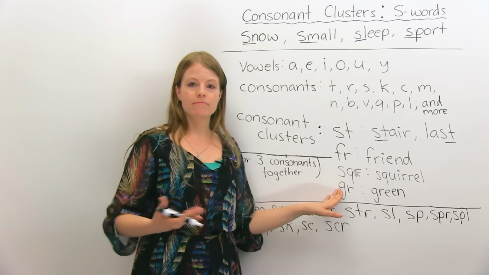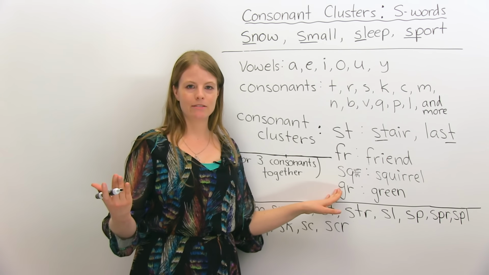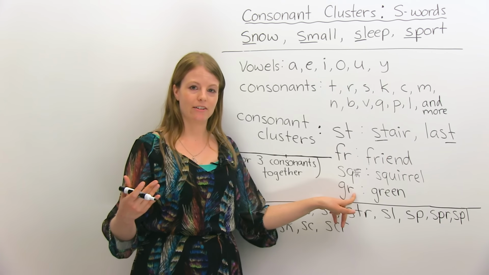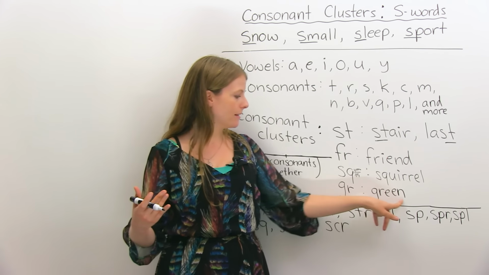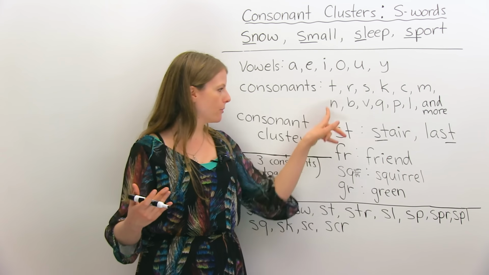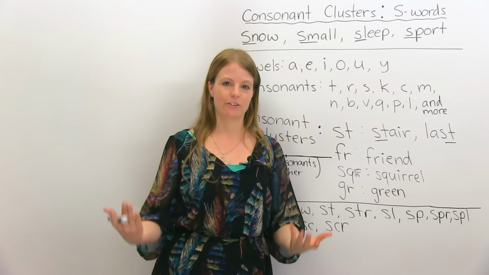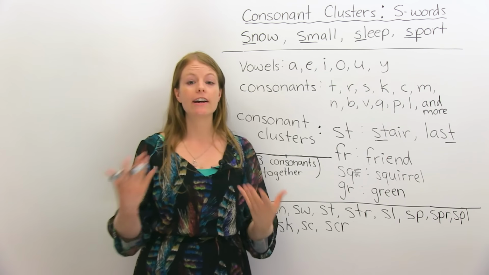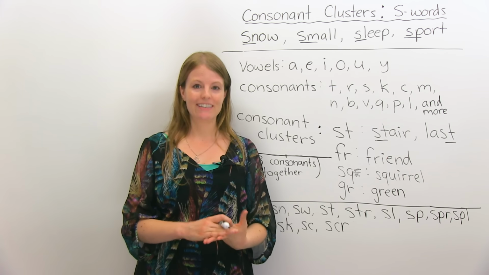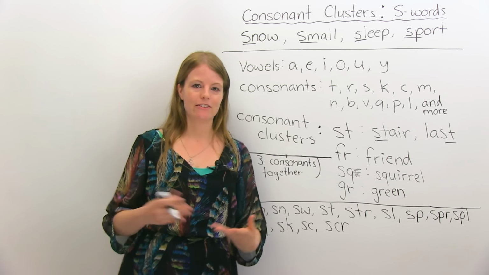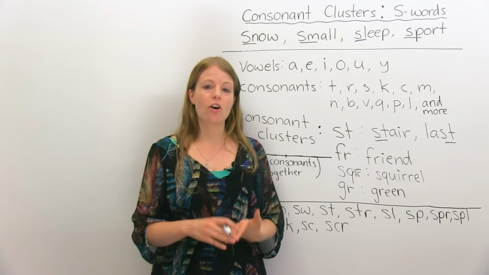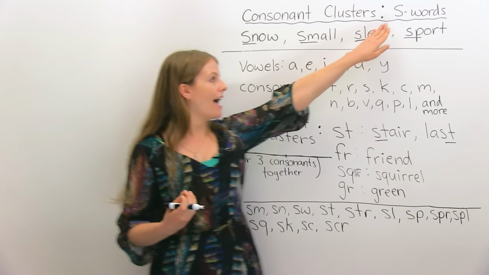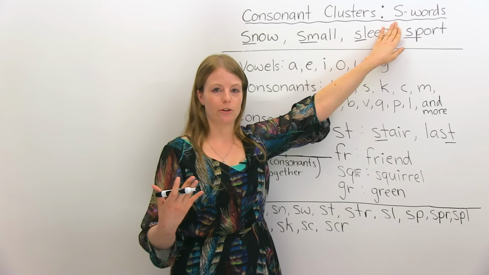And then finally, another example, we have the G sound and we have the R sound. Together, for example, in the beginning of green, these two are both consonants, so they form a consonant cluster. So I think you're sort of getting the idea. There's a lot of consonant clusters in English, and these are hard to pronounce. So today we're going to focus on consonant clusters that start with the letter S, or that are in S words.